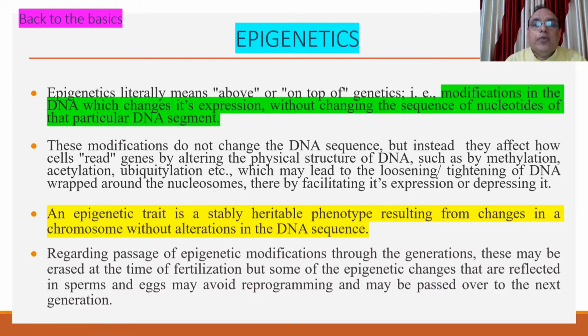During its activity, it will have to be loosened. The double helix will have to be unfolded, and then the entry of the enzyme will have to be facilitated. So if attachment of a particular group tightens the DNA badly, it will inhibit the expression of DNA, whereas if attachment of any other group or any other modification loosens the DNA, it will facilitate the entry of the enzyme and it will facilitate the expression of that particular stretch of DNA.